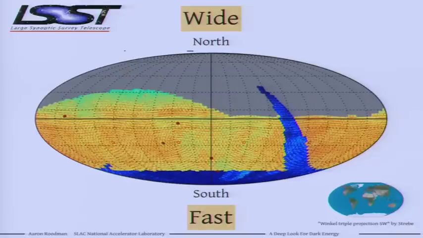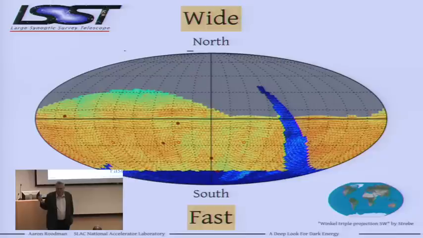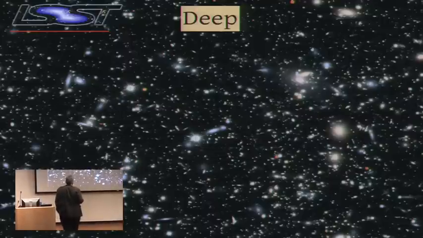It's fast. It's fast because we will take these images rapidly enough to be able to observe every part of the sky visible from a mountaintop in Chile at that time of the year in 3 to 4 nights, so that every point on the sky will be observed many, many times over 10 years. And to do that, you have to be fast.